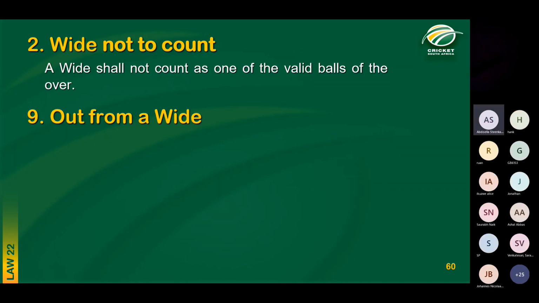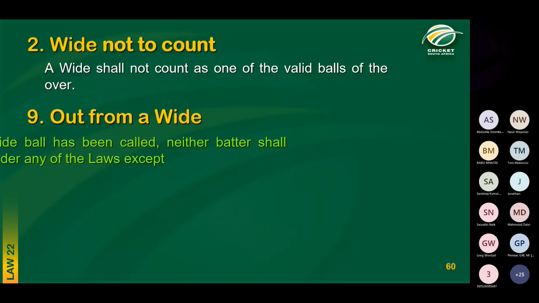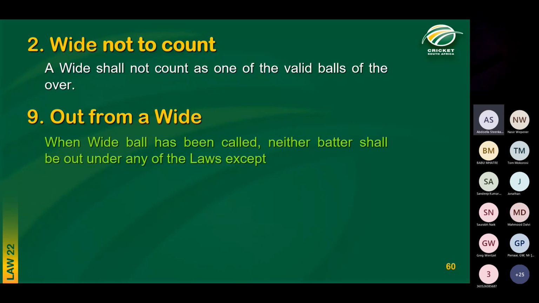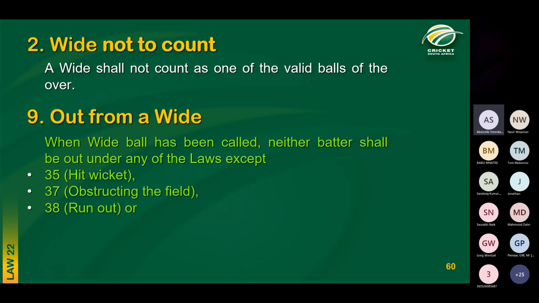How can you be dismissed off a wide? You'll see it's now in green, so there is an exam question on this. There are four ways to be dismissed off a wide. Hit wicket is one. The second way, obstructing the field. Thirdly, run out. And lastly, you can be stumped off a wide.